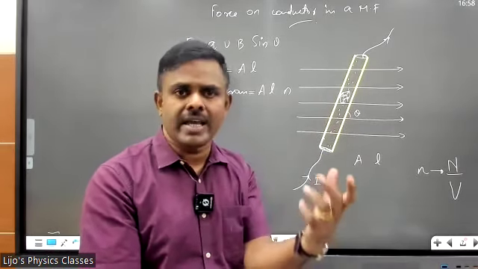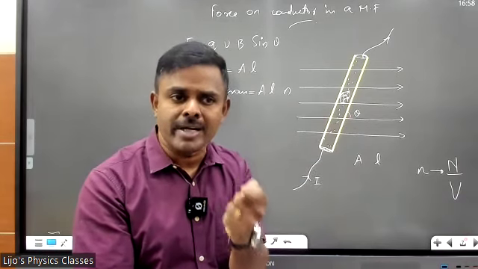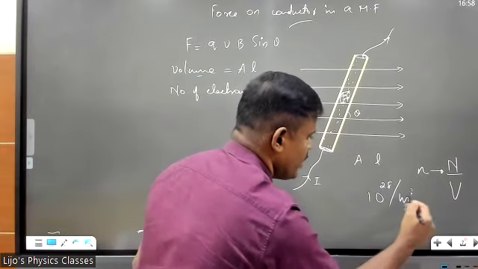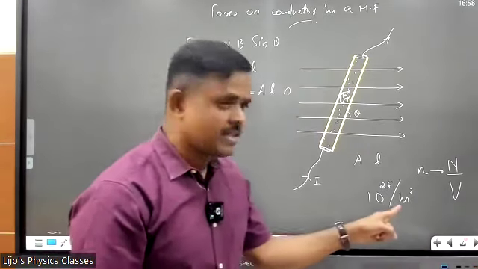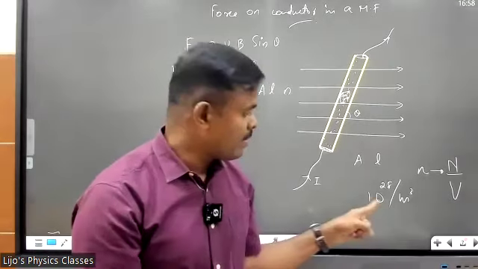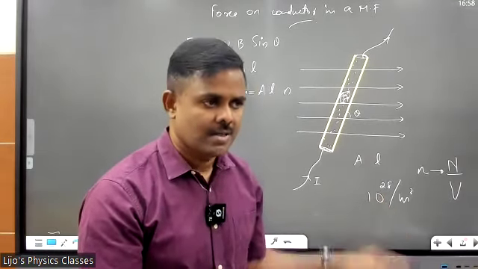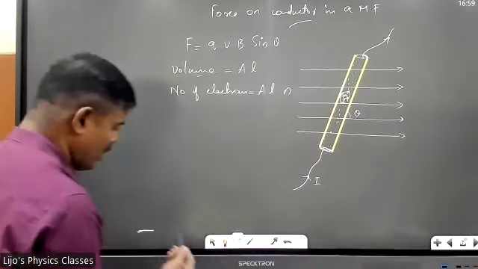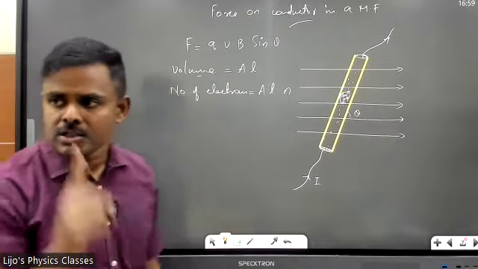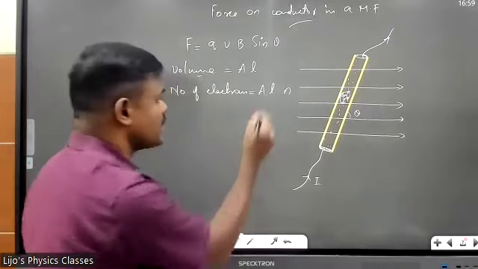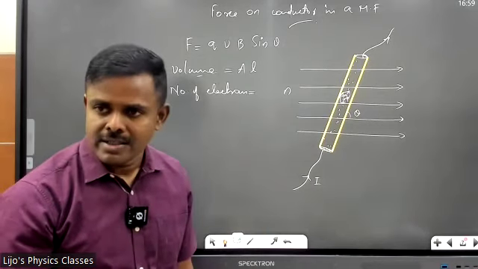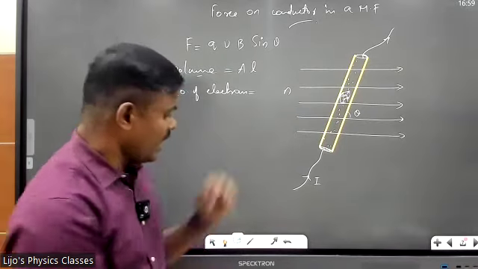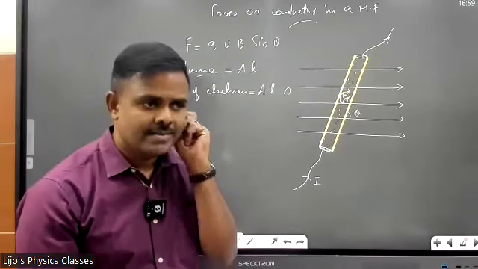For example, if I say N is equal to 10 raised to 28 per meter cube for copper, what does it mean? In 1 meter cube of volume of copper, there will be 10 to the power 28 electrons. Got it? So it is called number density of electrons, which we have seen before: number of electrons per unit volume. So one volume has n electrons, two volumes will have 2n, three volumes will have 3n, seven volumes will have 7n, ALN volumes will have ALN, right?